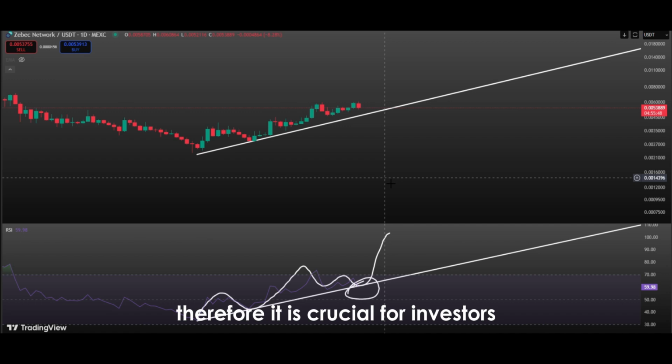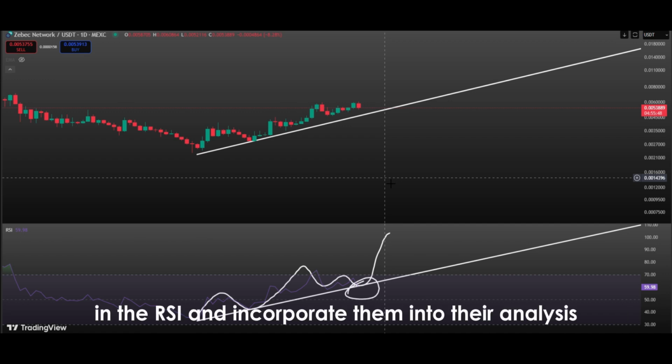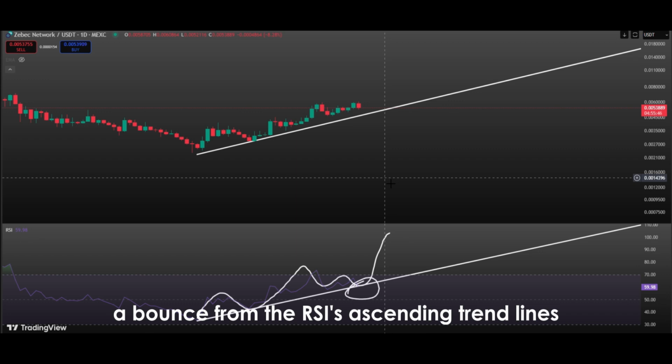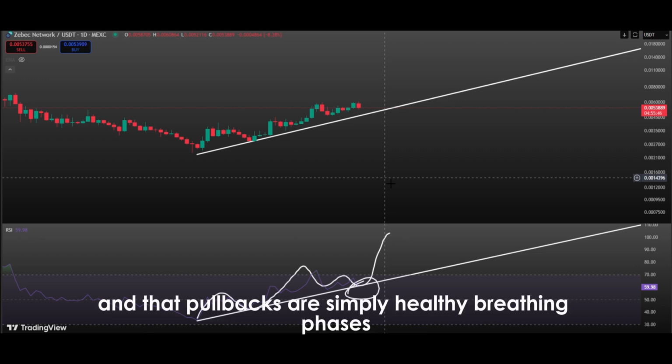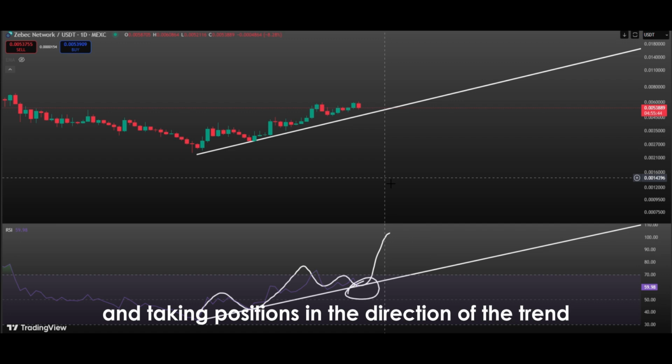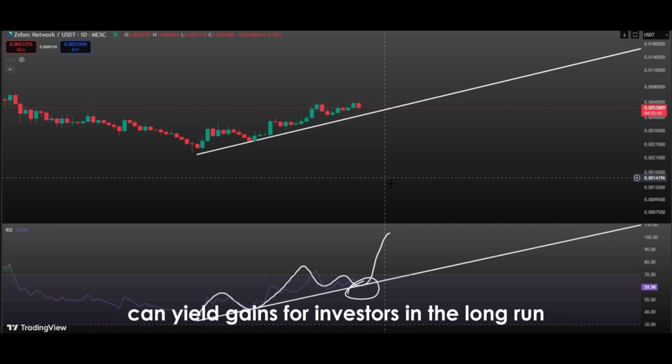Therefore, it is crucial for investors to be aware of such structures in the RSI and incorporate them into their analysis. A bounce from the RSI's ascending trend line signals that the market is still strong and that pullbacks are simply healthy breathing phases. In such times, avoiding panic selling and taking positions in the direction of the trend can yield gains for investors in the long run.